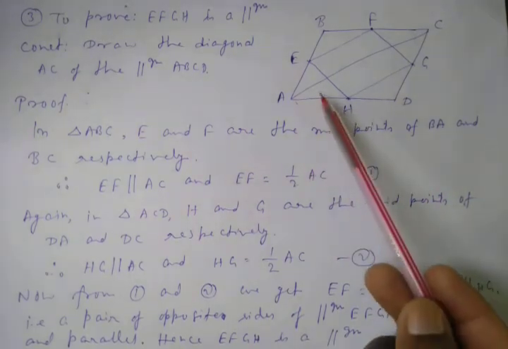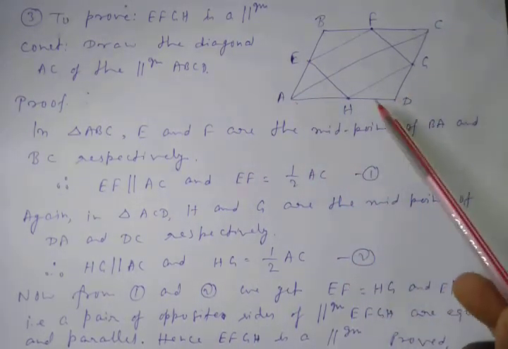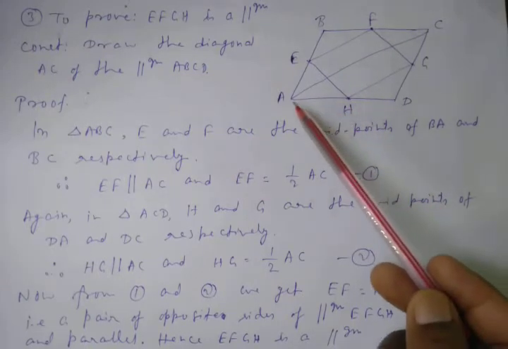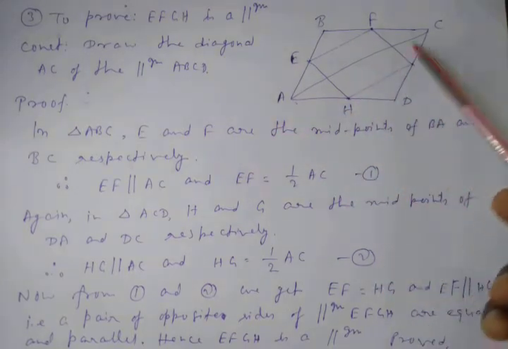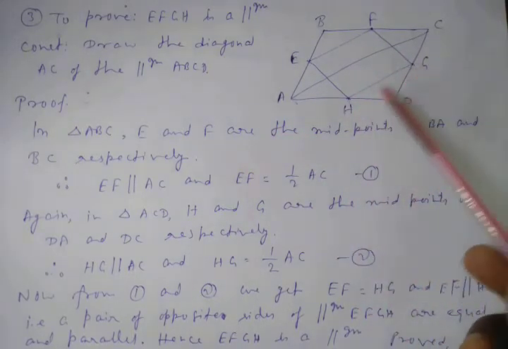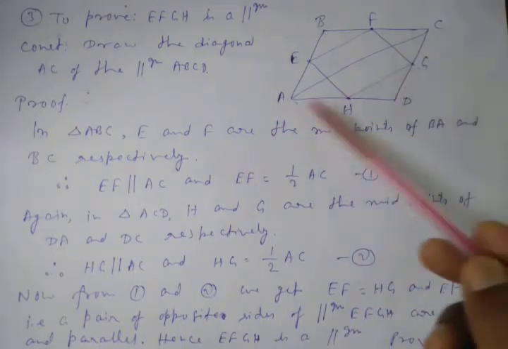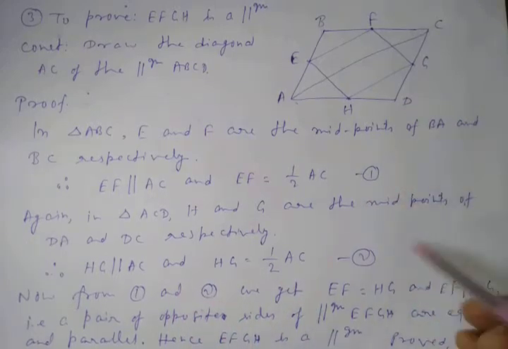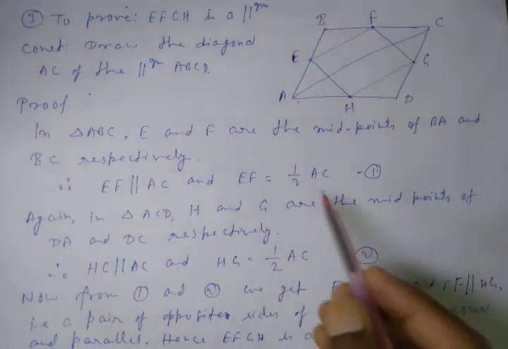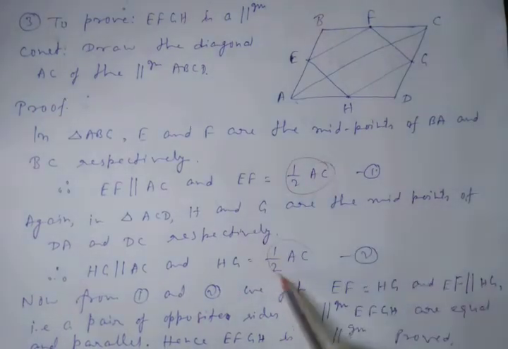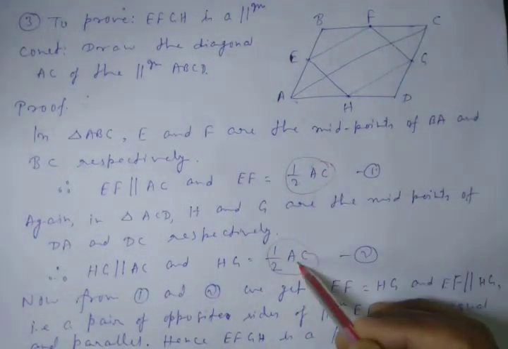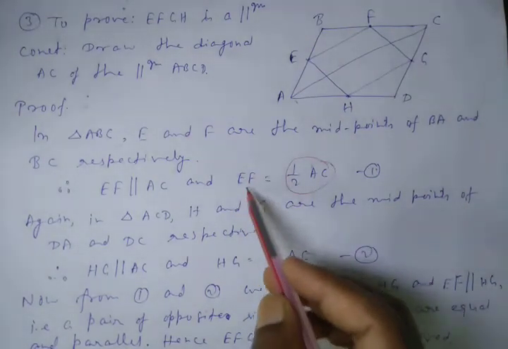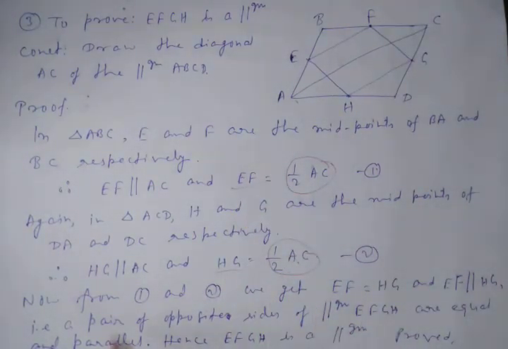Next, in triangle ADC, here again H is the midpoint of AD and G is the midpoint of DC, and therefore HG is parallel to AC and HG is equal to half AC, number 2. Now from 1 and 2, see that AC and AC are both equal, so the right sides of these two equations are equal. So the left sides will also be equal. So from 1 and 2 we get EF equal to HG.